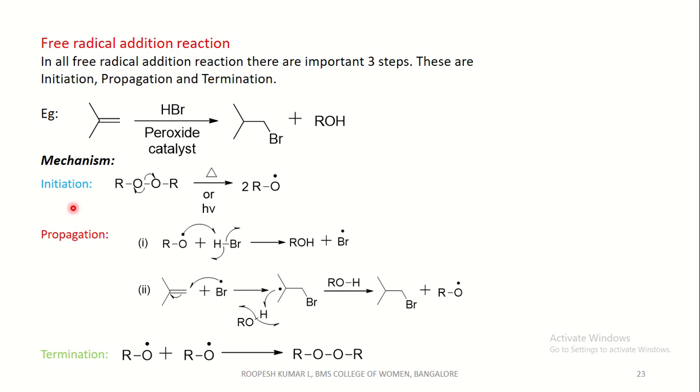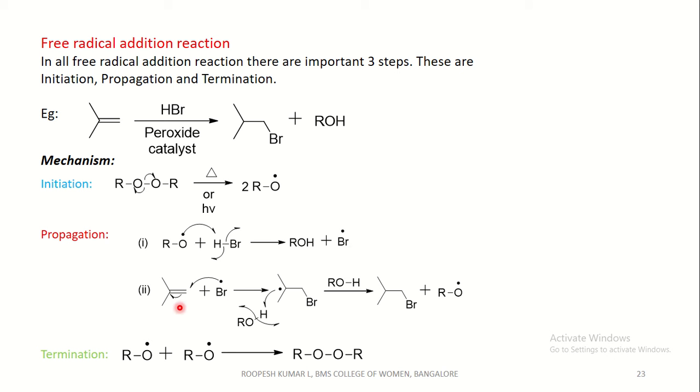Coming to the mechanism, initiation: this is a peroxide molecule. On heating or in the presence of photolight, we get an RO free radical. This is an alkoxide free radical. In the propagation step, this free radical takes up a proton from this HBr. Since it's a polar molecule, it breaks equally with the distribution of equal electrons, each giving free radicals. Hence, it forms an alcohol with the bromine free radical.